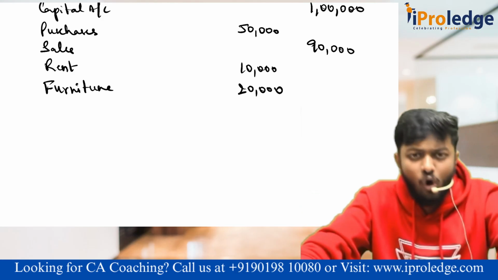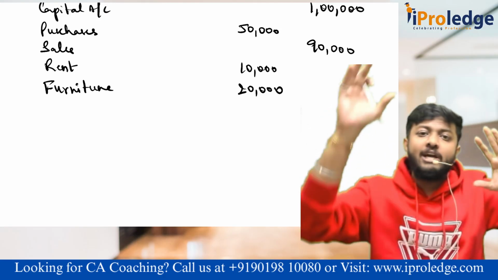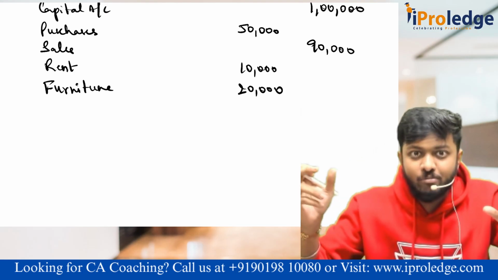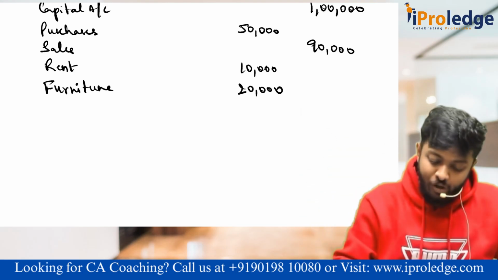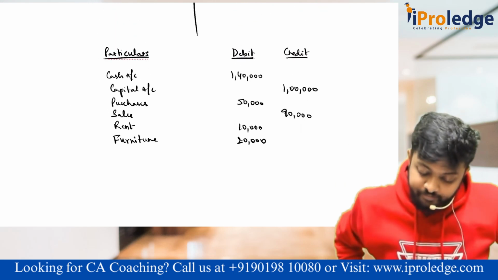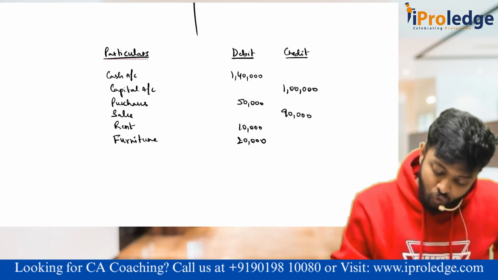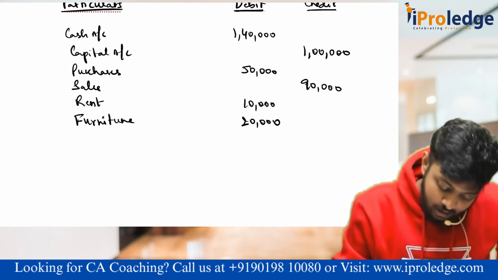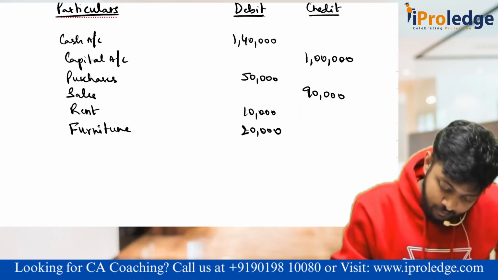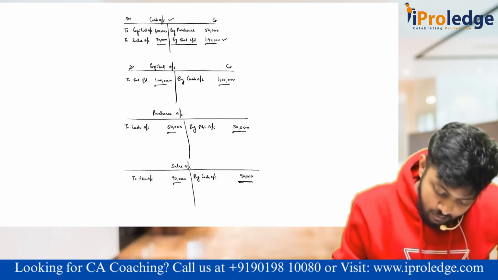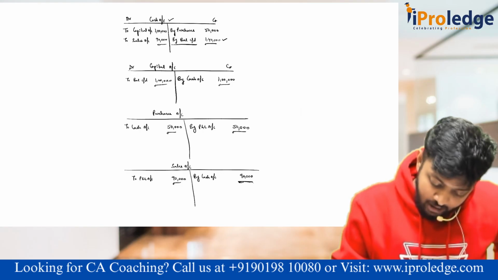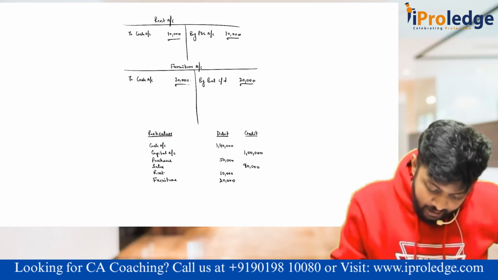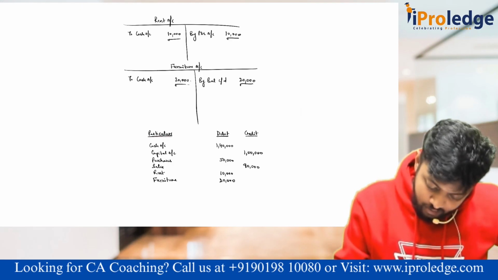Now we prepare the trial balance. All the debit balances are taken, all the credit balances are taken. If I've done everything correctly, my debit and credit both should match. So I've prepared it. Now what is the next thing you have to do? You're supposed to total it. Okay, come on, let's total it off. Rent 10, 20.